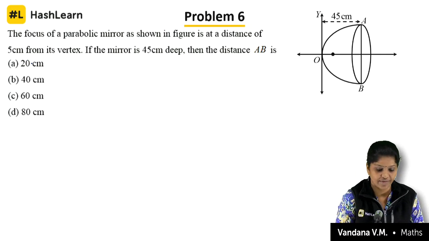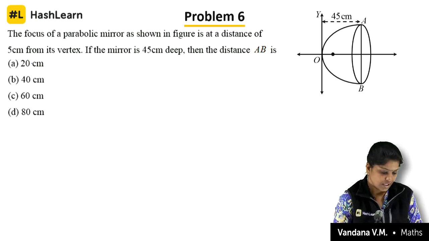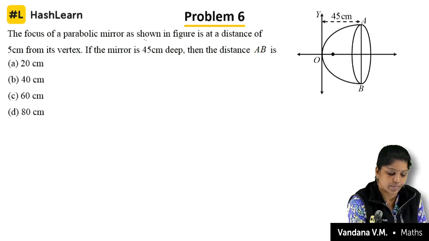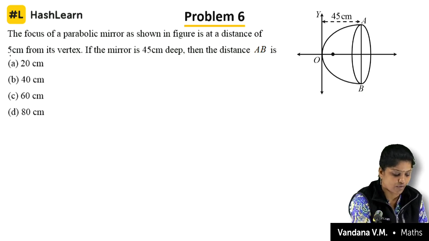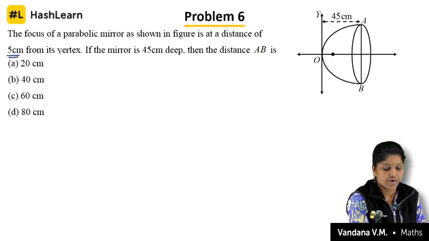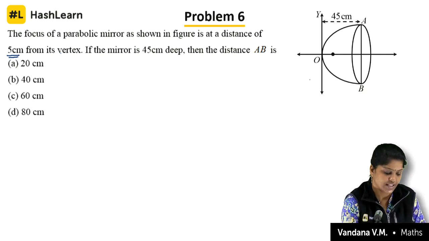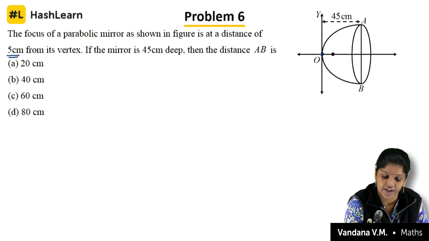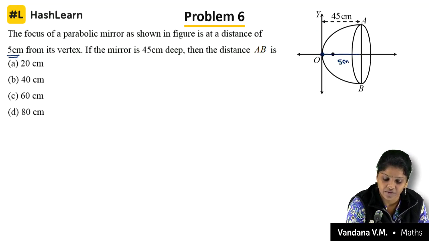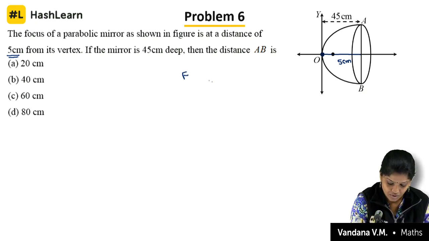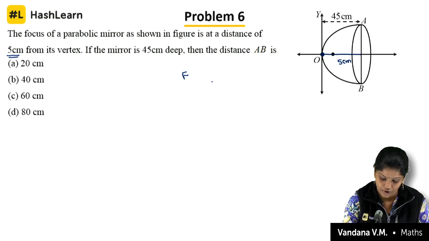Yes, a very interesting question. Look here. The focus of a parabolic mirror, as shown in the figure, is at a distance of 5 centimeter from its vertex. From its vertex, it is 5 centimeter. So from here to here the distance is 5 centimeter. That means what? They gave the focus.